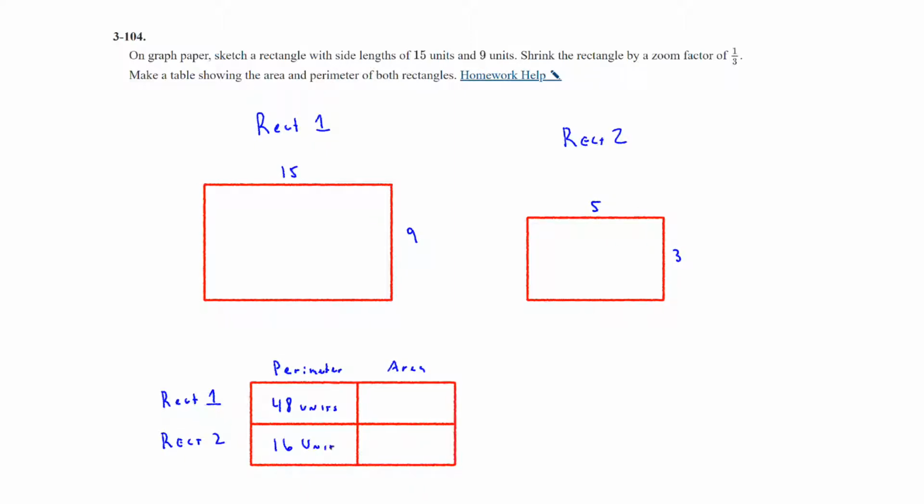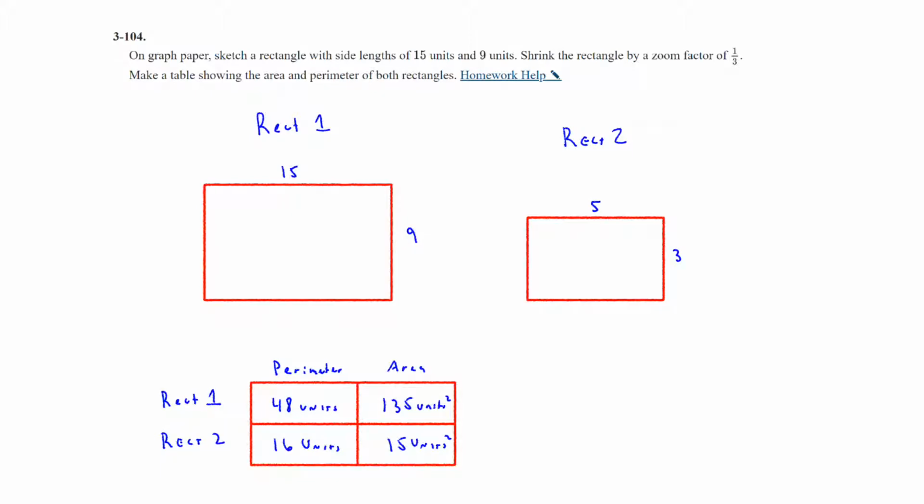Now you obviously could easily check that. 5 plus 3 is 8, times 2 is 16. So it does work out, but that might be something that you remember from previous homework. The area for rectangle 1 first, has an area of 135, 15 times 9, so that's 135 units squared. We want to make sure we label. And then the area for the smaller rectangle, 5 times 3, is 15 units squared.